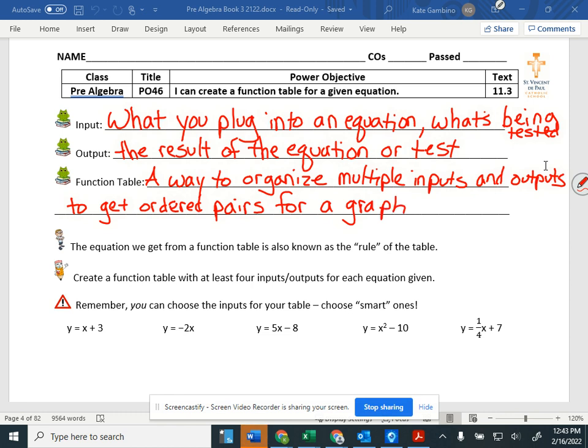So if we look at my function table on the board here, I've got my x, that's the independent variable. I would put that into the equation, and the answer I get is my y. I plug those into the function table, and now I have my x, y coordinates that I can graph. So we use that function table so we can get the x and the y, and we can graph it.